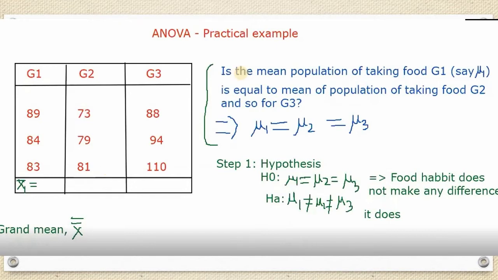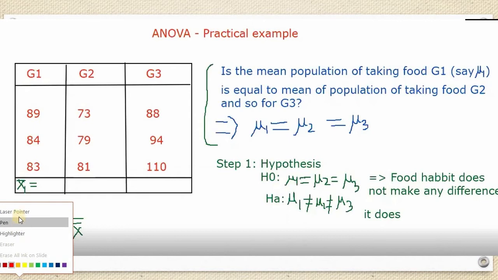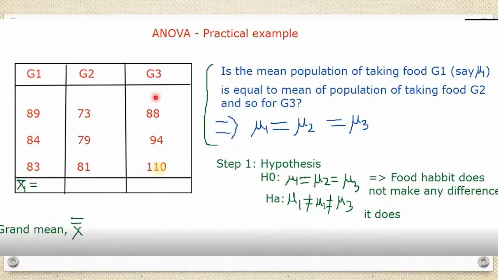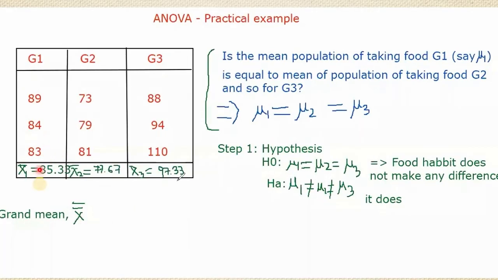In the first step, I have to find out my group means. This is x1 bar, which is my group mean, and then x2 bar, my group mean for group G2, and then x3 bar, my group mean for group G3, and then finally I will find x double bar, which is my grand mean. X1 bar I found is 85.33, x2 bar is 77.67, x3 bar is 97.33.